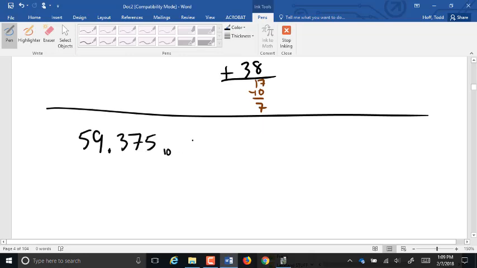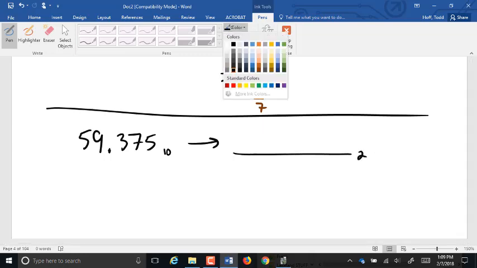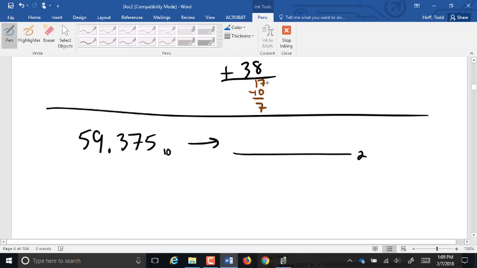This is base 10. Let's convert that to base 2. How do we put a decimal in it? That's a very good question, Jordan. What do we do with the decimal?